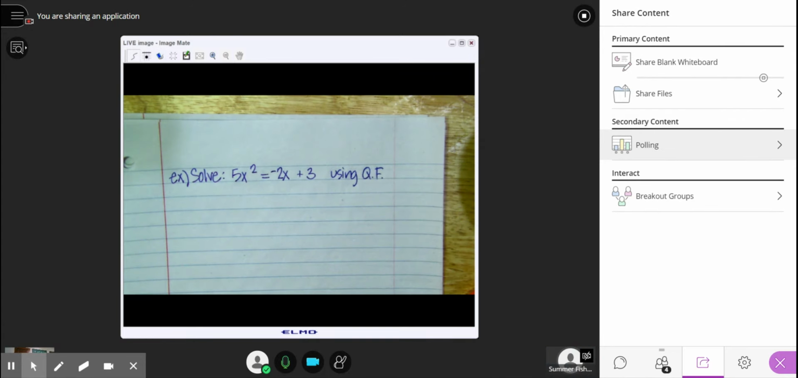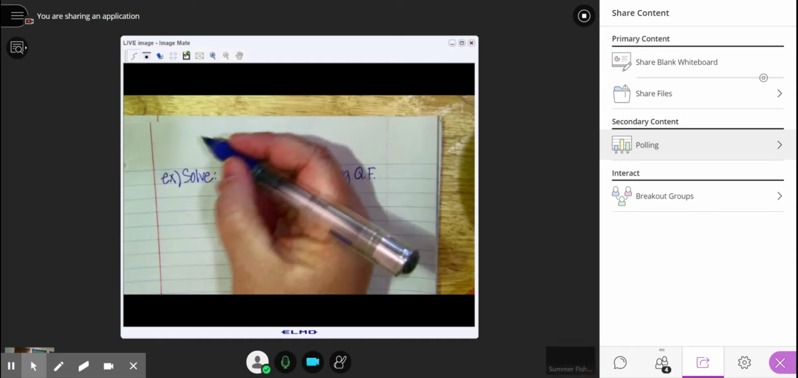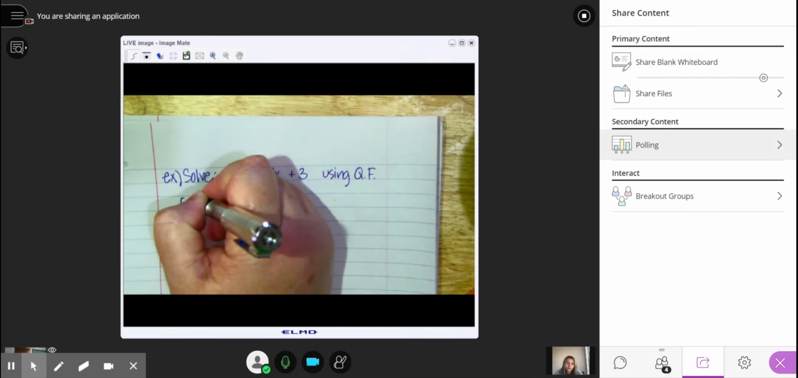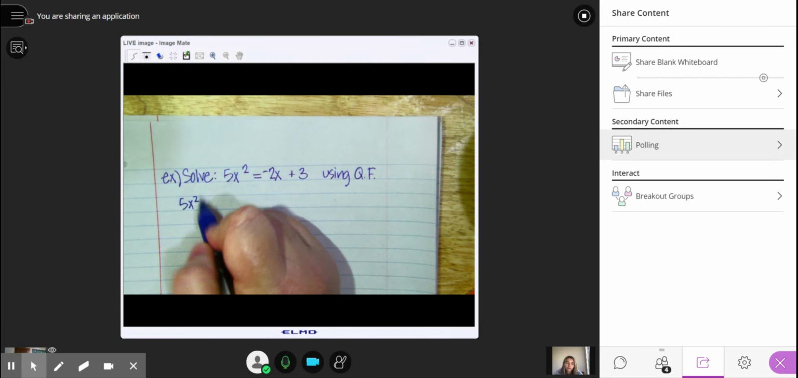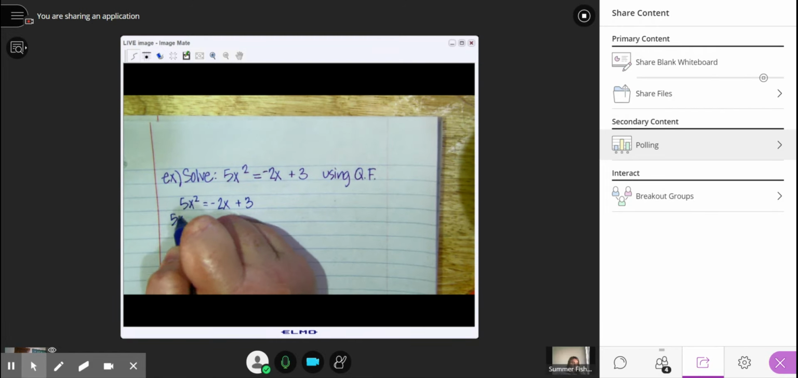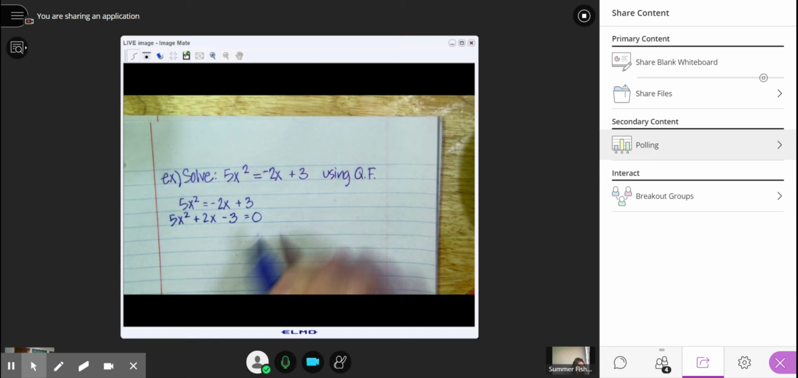I'm just going to use QF for quadratic formula, okay? I don't want to have to write it out. So, yep, this is not in standard form. So the first thing we would want to do is 5x squared equals negative 2x plus 3. We'd want to move all this over and put that into standard form.